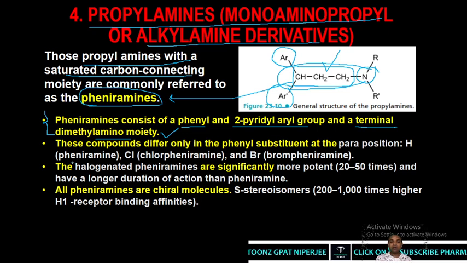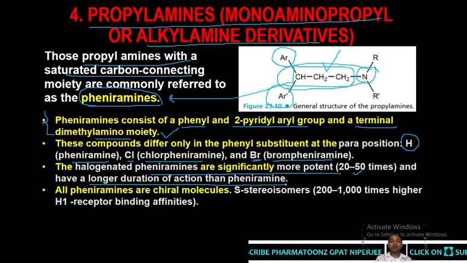Okay, so in pheniramine, where the fourth position is a hydrogen, or you can say unsubstituted, when chloro is there on the phenyl ring it is called chlorpheniramine, and when bromo is there it is called brompheniramine. These halogenated pheniramines are significantly more potent, that means 20 to 50 times more potent, as well as having a longer duration of action than pheniramine.